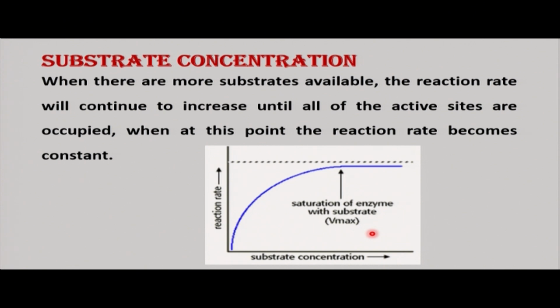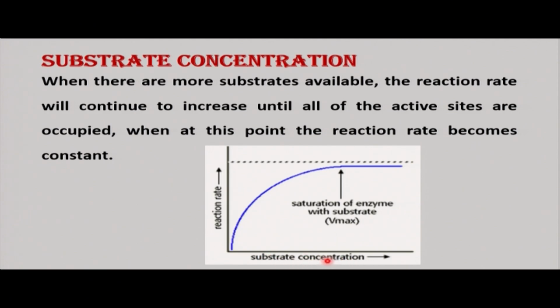Another one is substrate concentration. Let us say we have enzymes in our body. When we increase substrates, that means when there are more substrates available, the reaction rate will continue to increase until all the active sites are occupied by the substrates. At this point the reaction rate becomes constant.